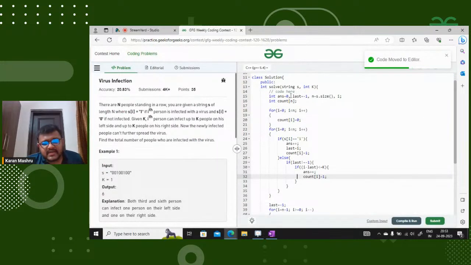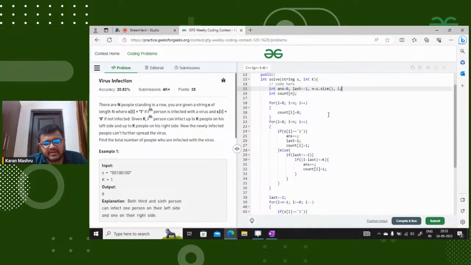So what I have done is I have taken answer equals to 0 initially, last as -1, n as the size of the string, and I to iterate. Then I have taken count of size n. So what that basically does is, whenever a person is counted as infected, I'll mark it as 1. Now why do I need to mark it as 1? Because it might be possible that a person is infected from both sides, left side and right side, but I cannot count two for one person. One person I can count only one.